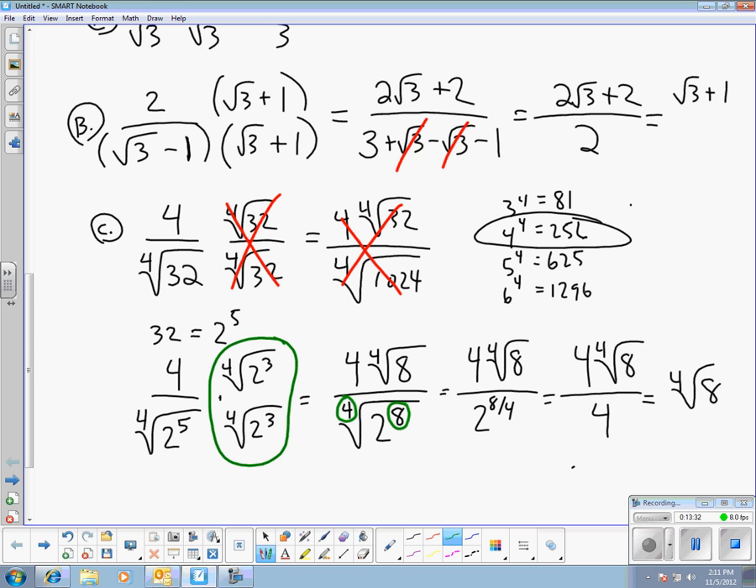perfect fourth power. Okay, so in this section you have a bunch of expressions, and they are going to be not in simple radical form for one of these reasons, and your job is to fix that problem and put it into simple radical form. All right, so that's your 3 rules.